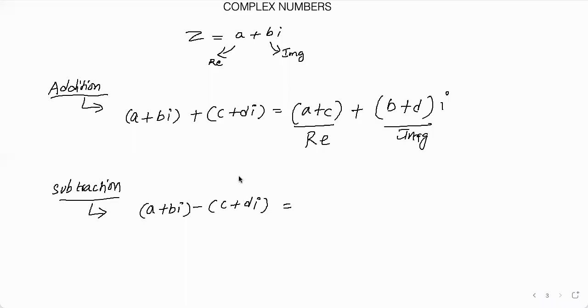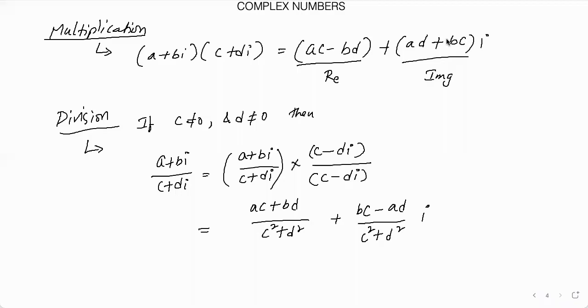b minus di. So that's it, the real part and the imaginary part. Very easy. So multiplication and division, right?